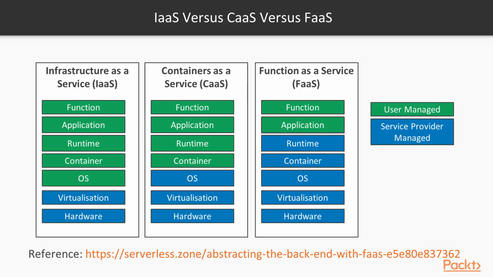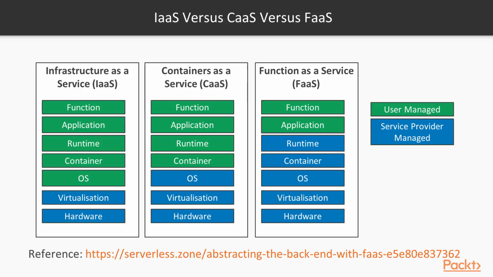We have a comparison here where the green elements are user managed, and the blue are cloud service provider managed. On the left, you can see that with infrastructure as a service, using virtual machines, a lot of the responsibility is on the user. With containers as a service, the operating system level is managed by the provider, but you can see that the container and the runtime are managed by the user. And finally on the right, with functions as a service, just the core business logic code and application configuration is managed by the user.